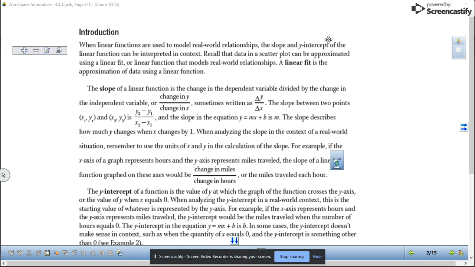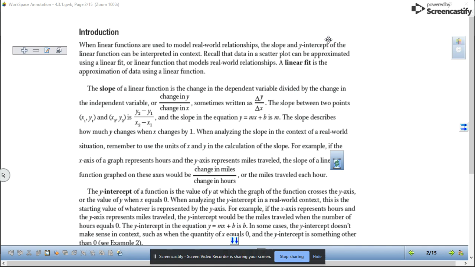We all know that, okay? I don't think that's anything new. It can be written as delta y over delta x, which means change in y over change in x. A lot of times you'll see that in science. That little delta triangle means change in. The slope between 2 points, x1, y1, and x2, y2 is y2 minus y1 over x2 minus x1. And the slope of the equation is y equals mx plus b, where the slope is m.